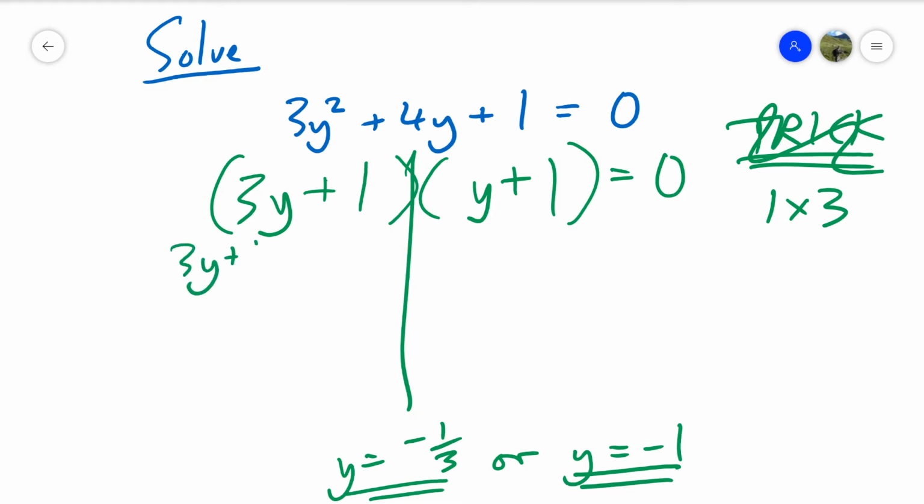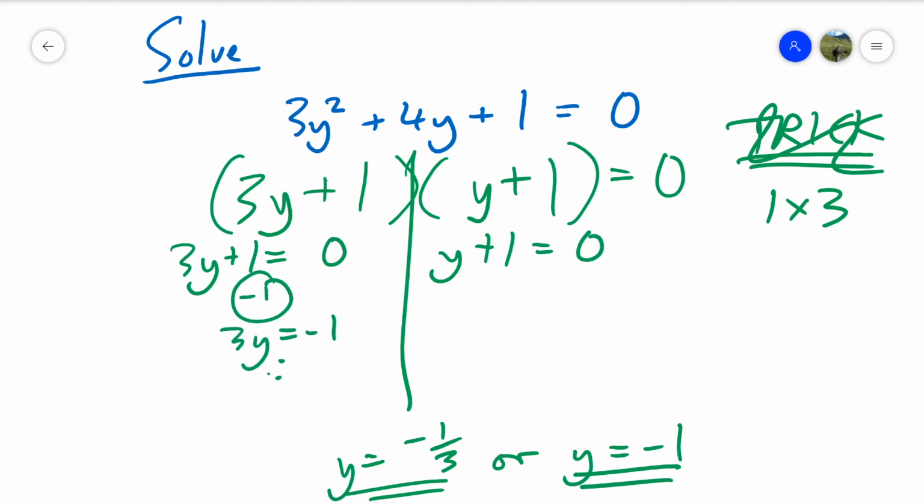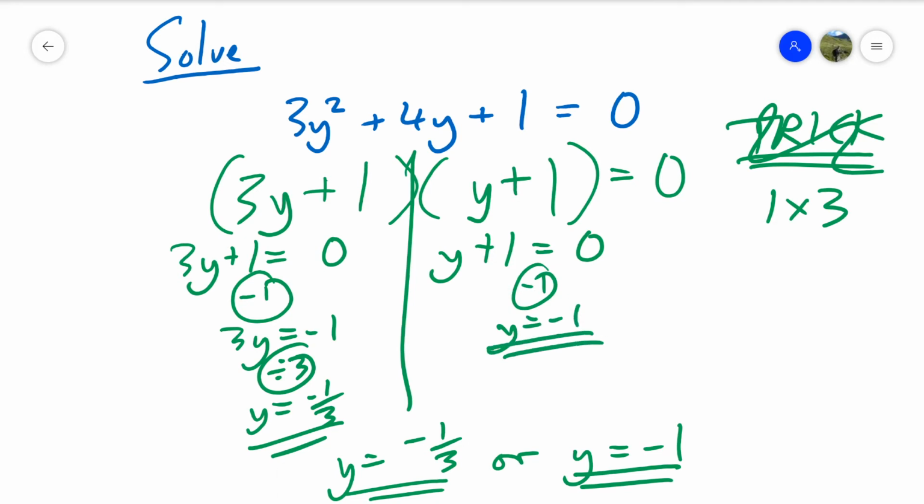We drop a line down. One of these two must be equal to 0 because two things multiplied together are 0. Therefore, one of them is 0. Minus 1, 3y equals minus 1, divided by 3, y equals minus 1 over 3. There you go, that's that one. Minus 1 from both sides, y equals minus 1. There we go.